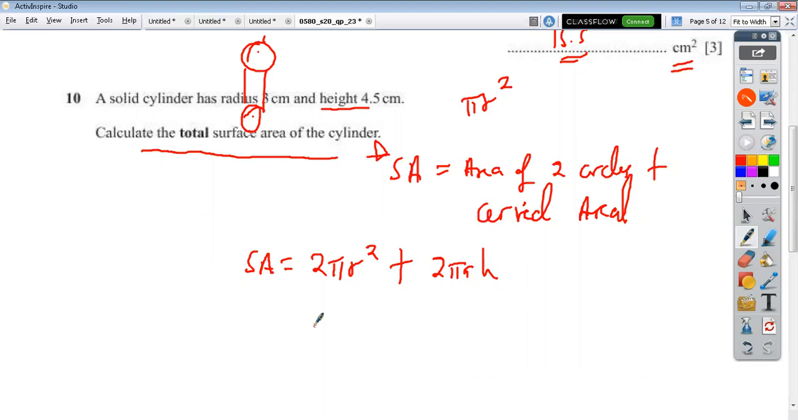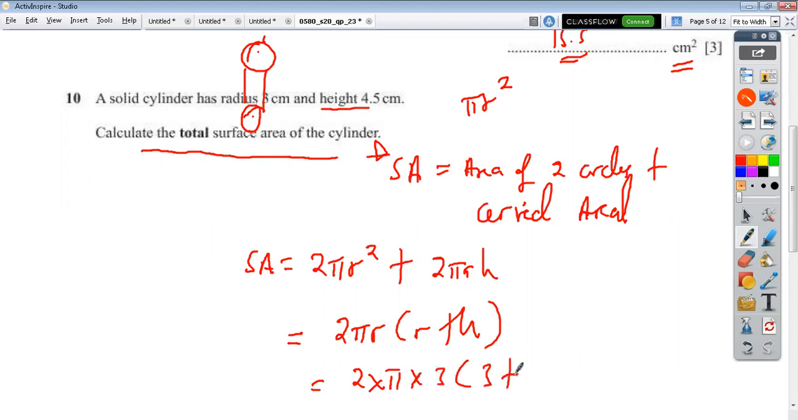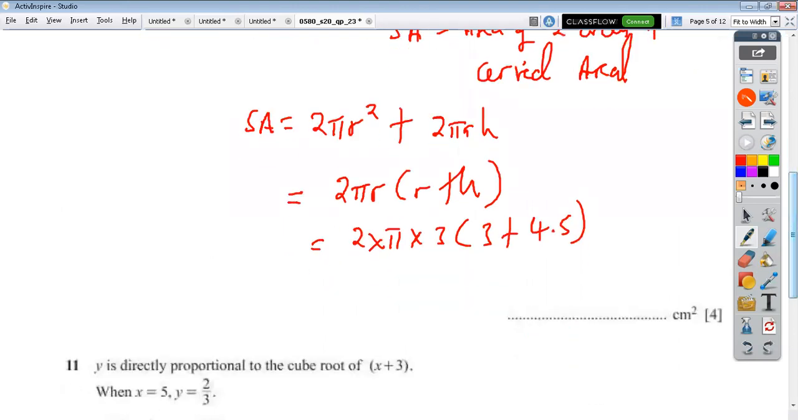Now, there are many ways I can do it. I can factorize 2 pi r like this, so that I have r plus h like this. Then this will be 2 multiplied by pi. What is our radius? 3. Brackets 3 plus 4.5 like this. Done. Can you find the area? 4 marks.